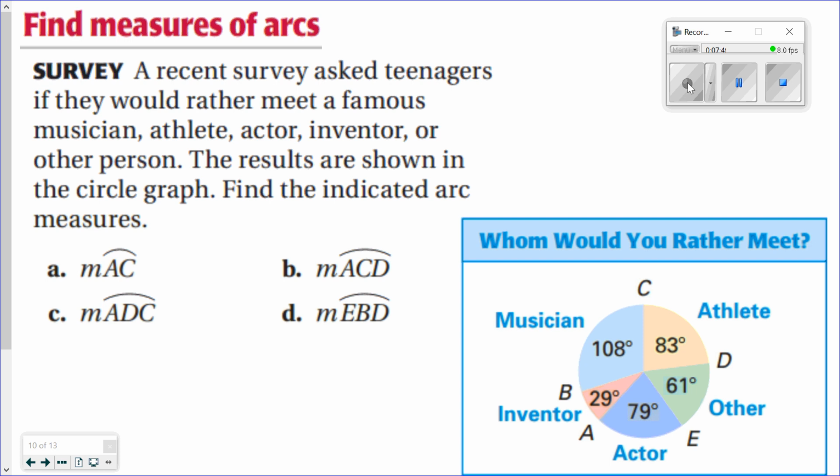So we're going to start with A, measure of arc AC. Since there's two letters here, we know we're looking at a minor arc. So AC has to go this way. We could not go the other way, because that would be a major arc, and we're only looking at the minor arc. So if I'm looking for the measure of arc AC, I need to add up this angle measure and this angle measure together. And when I do so, I get 137.